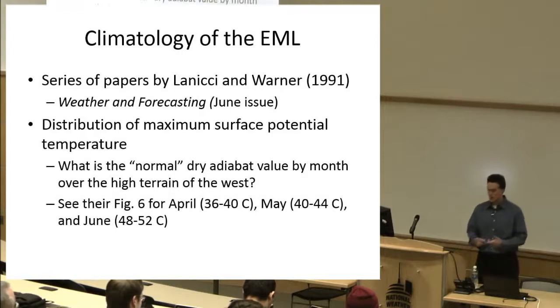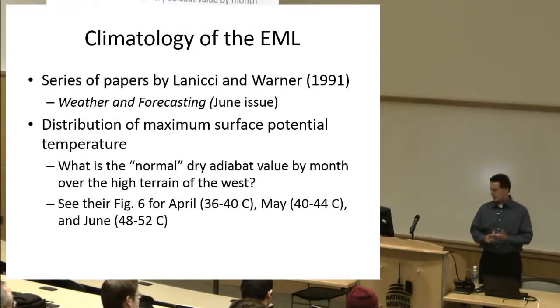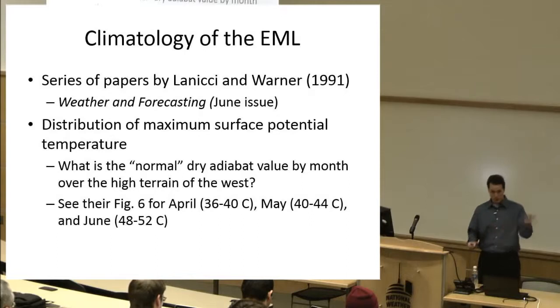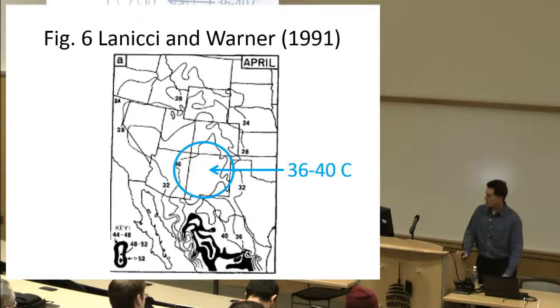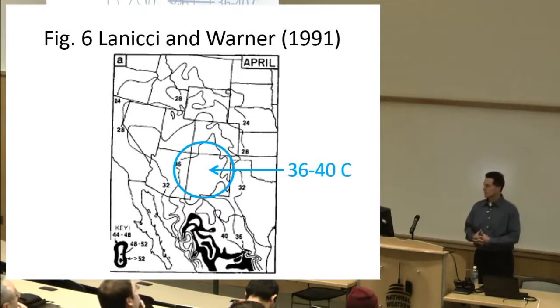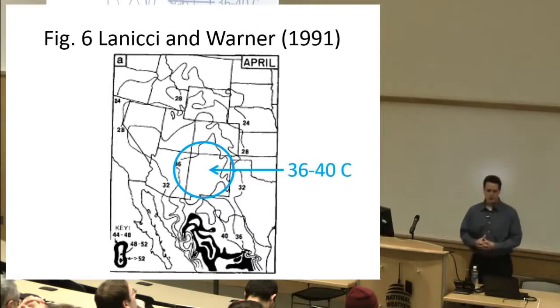Now, the important thing here is I focus on their figure 6, where I'm looking at these potential temperature values. What's the value of a dry adiabat in that mixed layer? Because these are dry adiabatic layers, and what's the value of that dry adiabatic layer as we go from April to May to June? How much does it warm? Okay, so this is their climatology, and this is from April. You get potential temperatures 36 to 40 C.